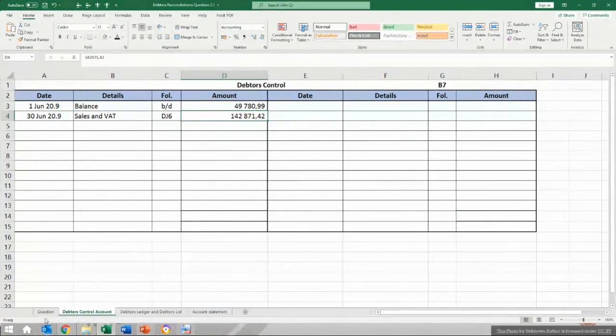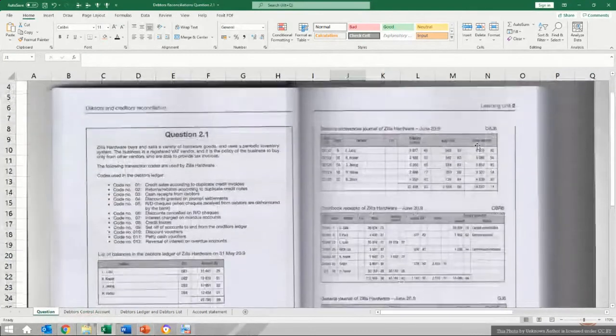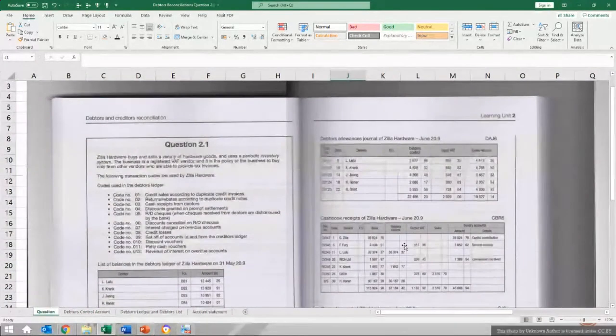Okay, so we literally are just taking the information from the journals and transferring it to our debtors control account. Now, if we move over to the debtors allowance journal, in the first semester we said the debtors allowance journal shows any returns that our debtors have made. So what will happen here is this will actually reduce our debtors balance, because they didn't actually take those goods, they returned them, so they no longer owe us the money.